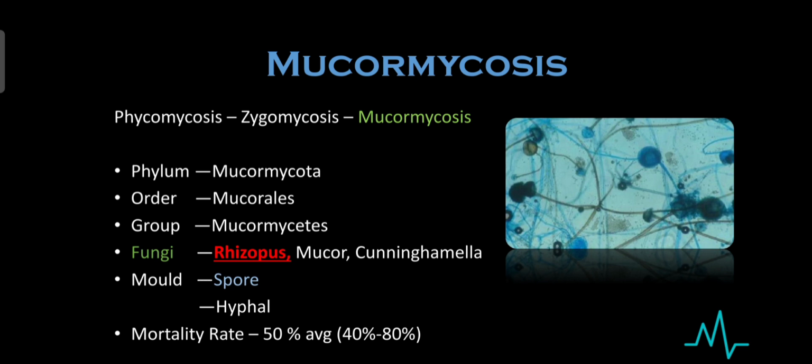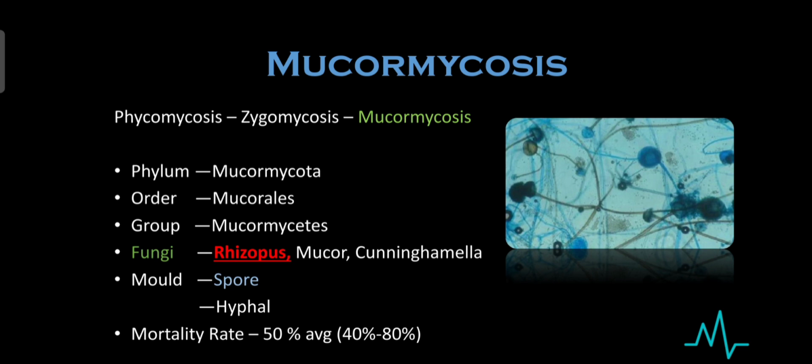Talking about the fungi, there are 9 members in the Mucormycetes, but out of these 9, three are the lethal ones, and out of these three, Rhizopus is the most lethal one, causing about 50% of the cases of mucormycosis. Rhizopus is the main culprit to cause mucormycosis.